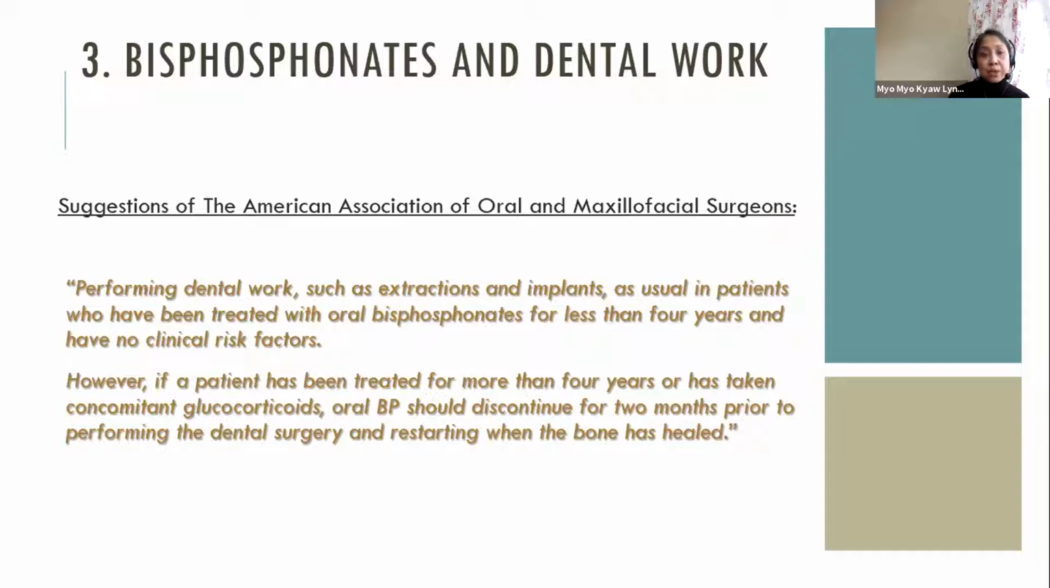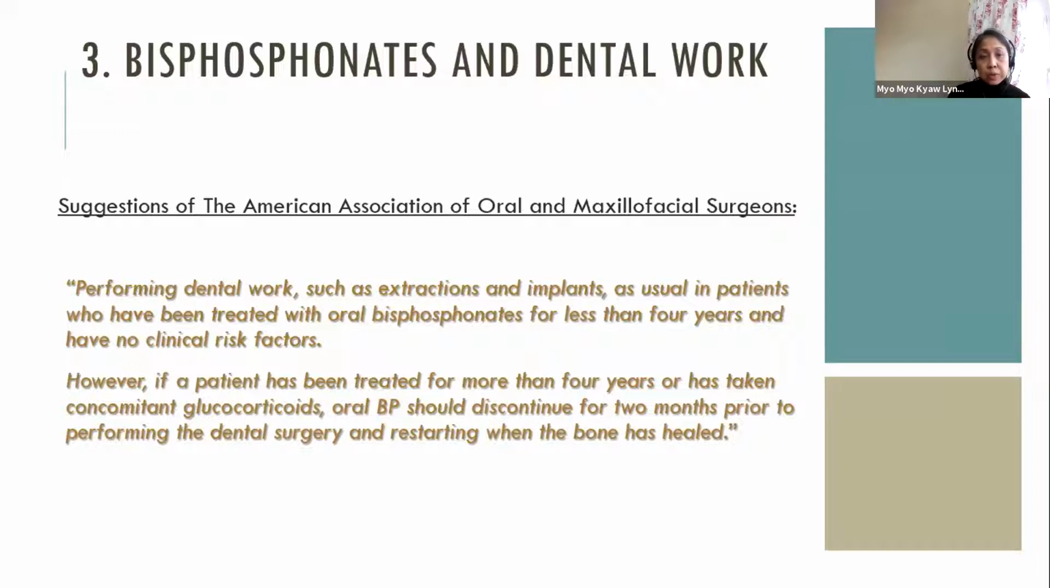However, if a patient has been treated with a bisphosphonate for more than 4 years, or if they have additional risk factors such as ongoing dental problems, previous steroid treatment, poor dental hygiene, and so on, they have advised that the bisphosphonate should be discontinued for two months prior to the treatment and restarted when the bone has healed.